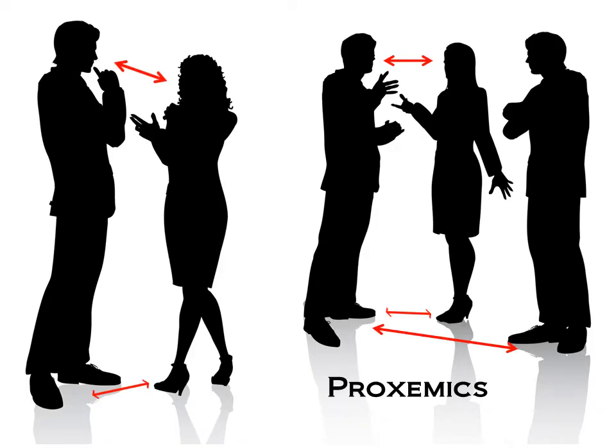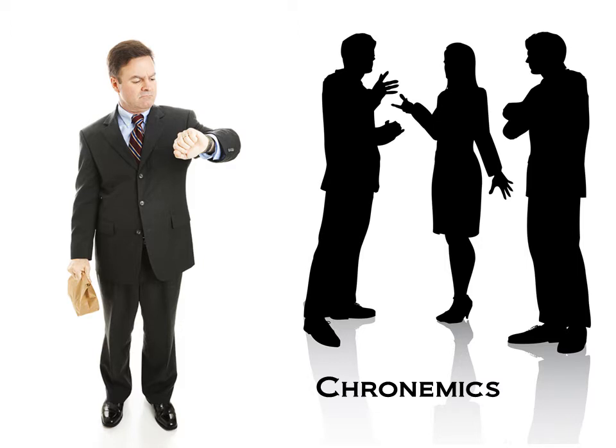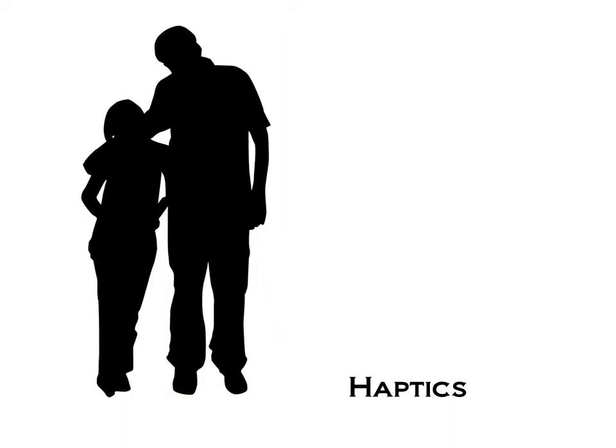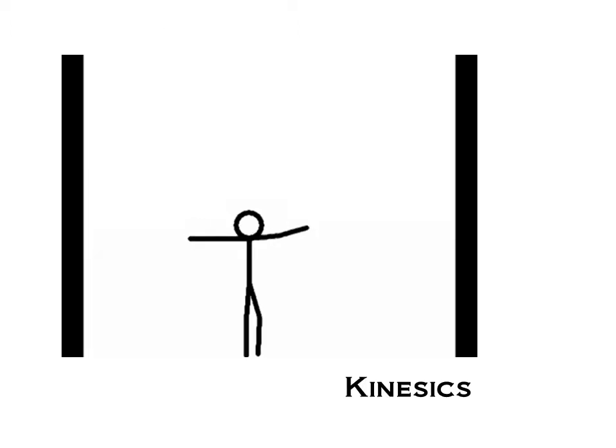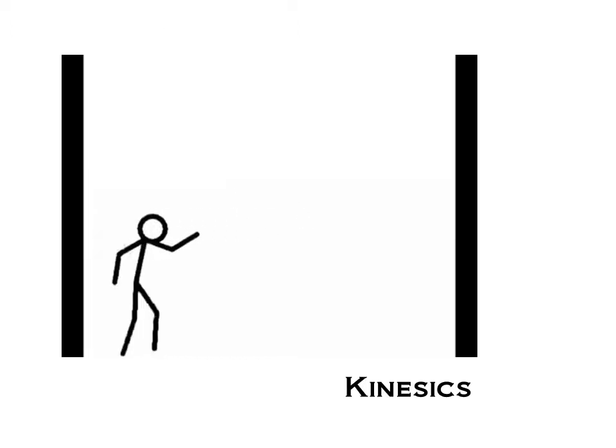First being proxemics. This refers to the way we use space in our communication. Second is chronemics. This refers to how we use time when we communicate. Third is haptics, which refers to touch to communicate feelings and emotions. Next is kinesics, which refers to body movement in communication.